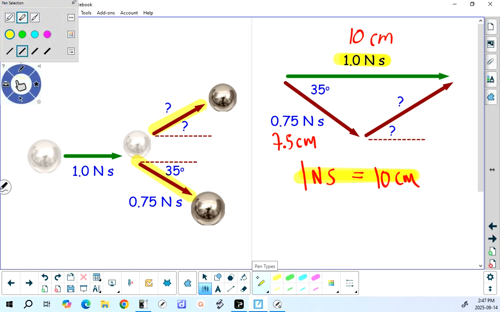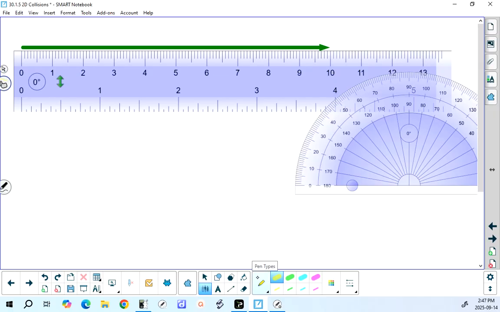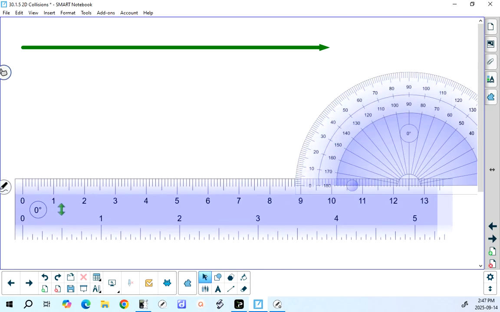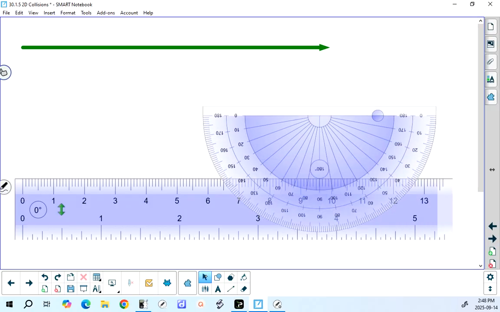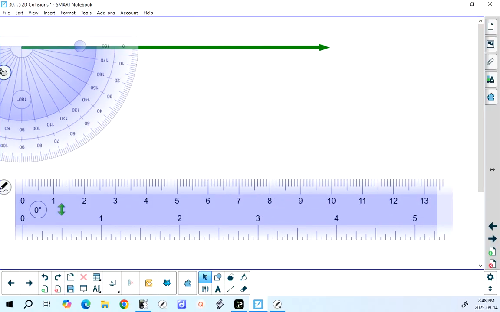You can choose whatever scale you like. You can set up ratios to find the lengths that you need to draw, but this one is fairly straightforward: if you take the number of Newton seconds and multiply by 10, you get the length that it's going to be drawn. So now what you need to do is take your ruler, put it out of the way for a second here, take your protractor, turn it around and put it on here at the start, and draw a line that is 35 degrees below that green vector.